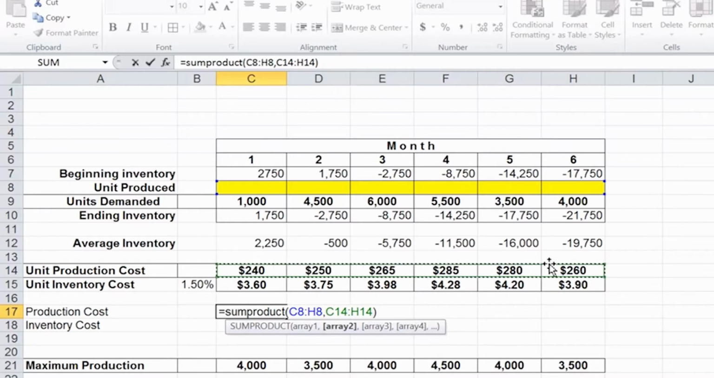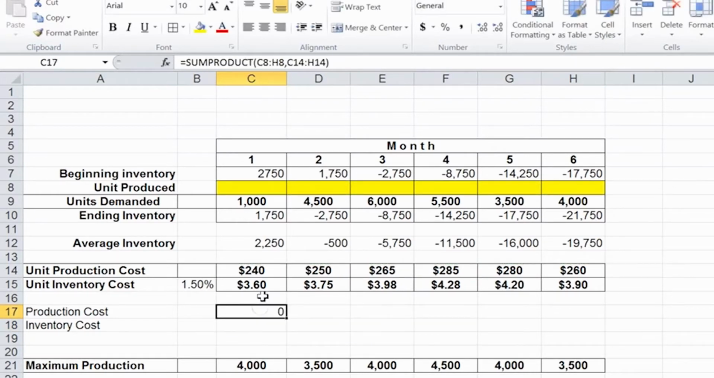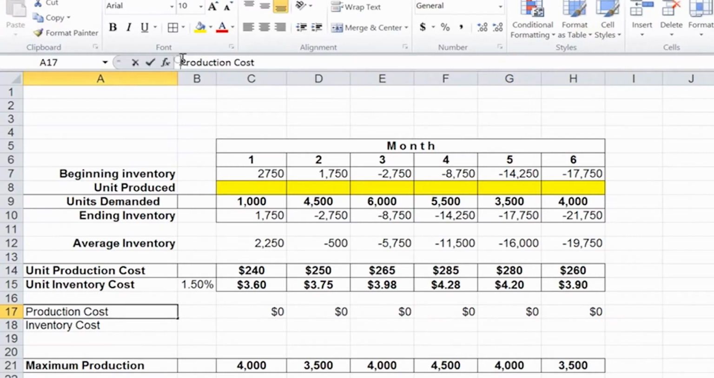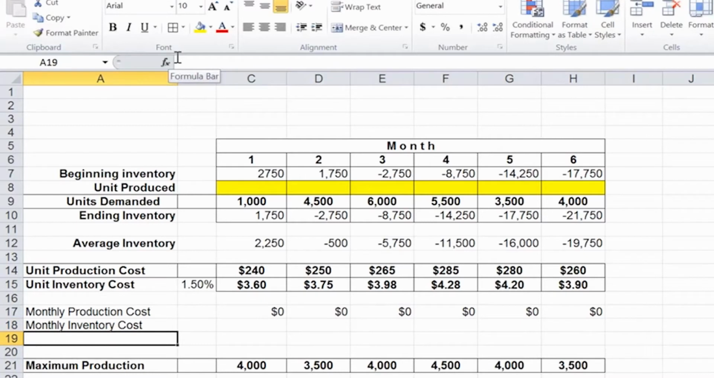Or sometimes the company may want to know the monthly production cost and the monthly inventory cost. So instead of doing the sum product, what you can do is also just multiply unit produced by unit cost and copy it all the way. Then here I will change this to be monthly production cost. So this way we present more information to the company. Okay, monthly inventory cost, and here will be the same.